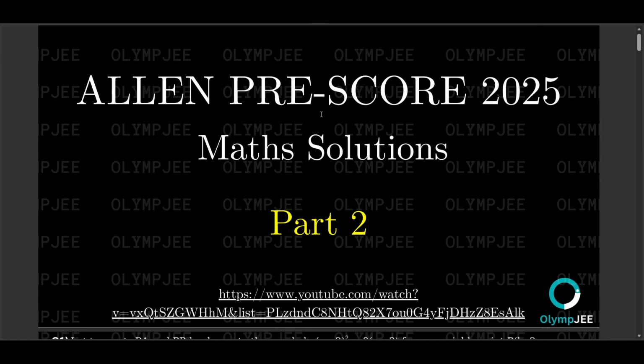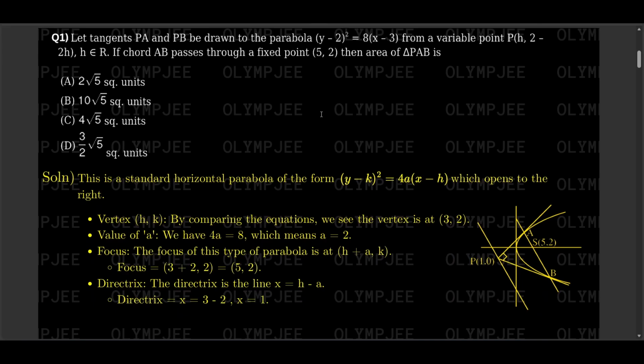So let us begin. The first question says: let tangents PA and PB be drawn to the parabola (y minus 2) whole square is equal to 8 multiplied by (x minus 3) from a variable point P whose coordinates are (h, 2 minus 2h), where h is a real number. If chord AB passes through a fixed point (5, 2), then we have to find the area of the triangle formed by points P, A and B. Okay, so this is a very nice question. So let us see.